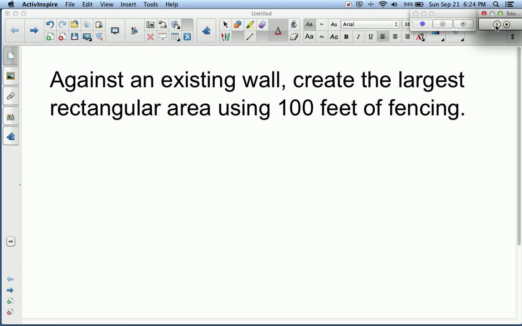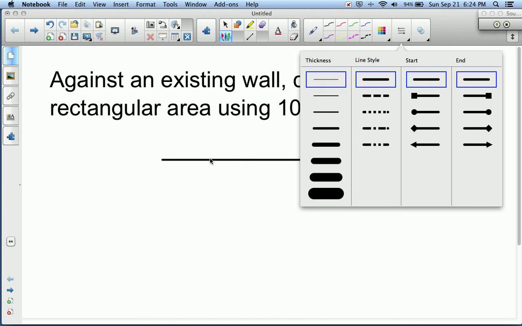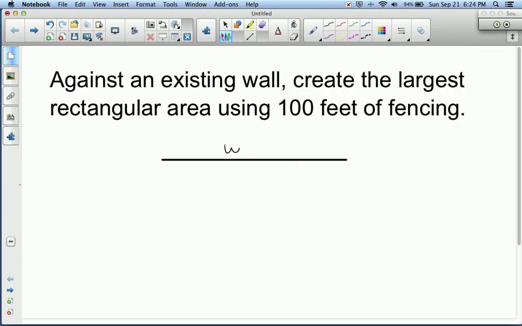So in other words, you want to make like a dog pen or a grazing area for a cow or something like that. So let's get a diagram going. That's the first step in all of these, is create a diagram. So I'm going to have an existing wall. Maybe it's like a garage wall or something. Yeah, a shed wall, whatever. There's an existing wall here.